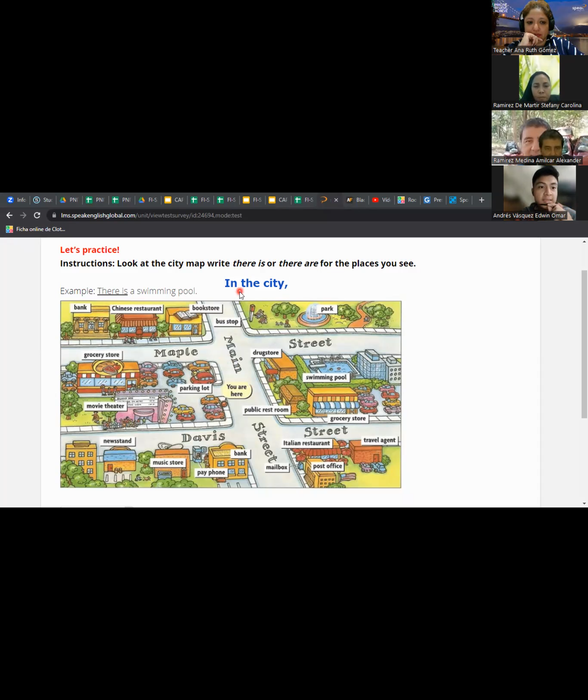In the city, there is movie theater. Theater. Okay. Repeat, Edwin, please. Repeat. Se nos escapó un detallito. In the city, there is a movie theater.